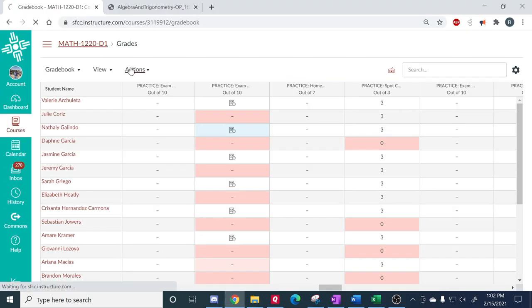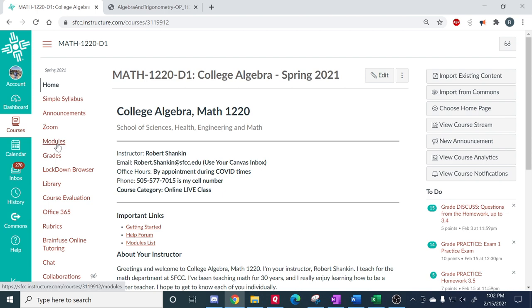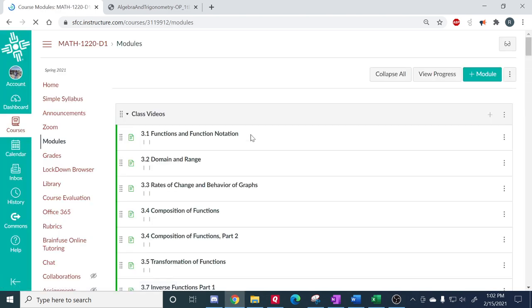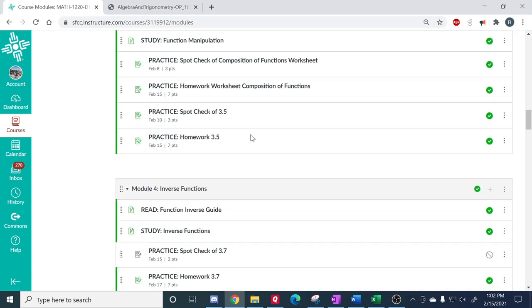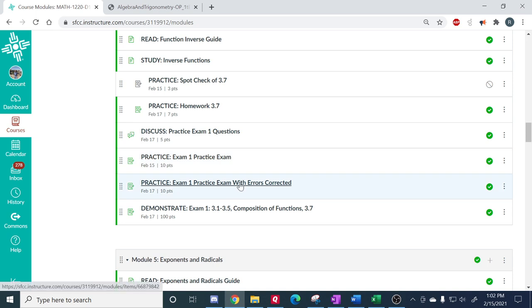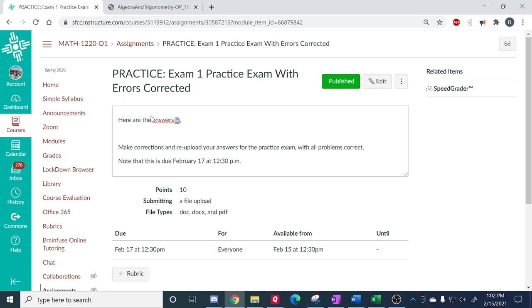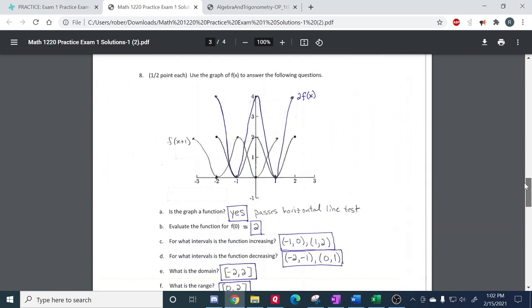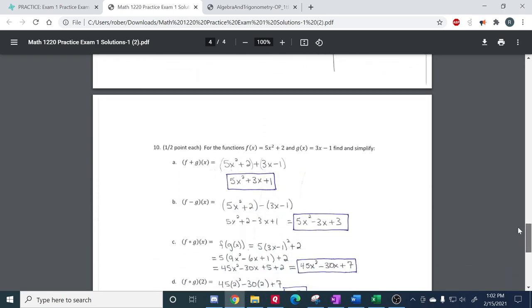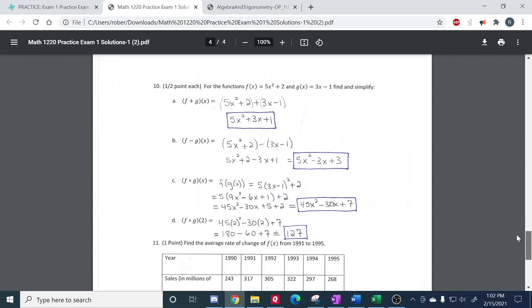So let's go to the practice exam. This is what just opened up today. Let me go, and then it says here are the answers. Let's look at number 10. It's more so C and D that I'm struggling with.